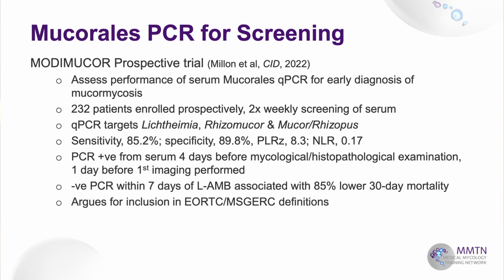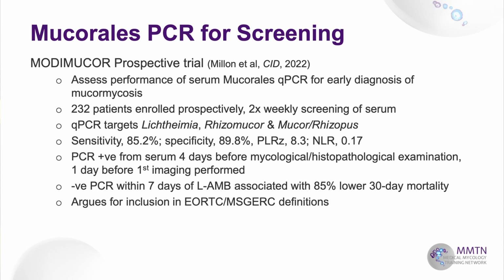The in-house assay they used had 3 targets, so Lichtheimia, Rhizomucor, and then a combined Mucor Rhizopus target. The sensitivity of the assay was about 85%, specificity close to 90%, and positive likelihood ratio of 8.3, negative likelihood ratio of 0.17. PCR was the earliest sign of disease by about 4 days, and was positive at least one day before the first imaging was actually performed.